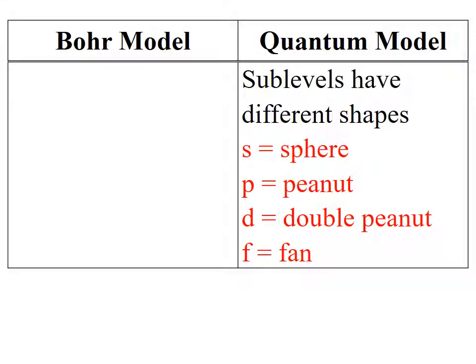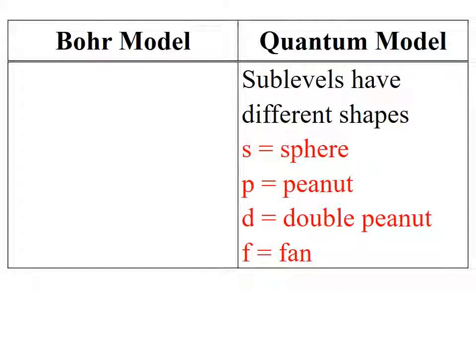And then my last one, I don't really have anything to put about Bohr in this last spot, but to say a little bit more about the quantum models. The sublevels have different shapes. The electron clouds have different shapes. So that's what we're going to do with these letters. We're going to say S stands for sphere, P stands for peanut, D stands for double peanut, and F stands for fan.